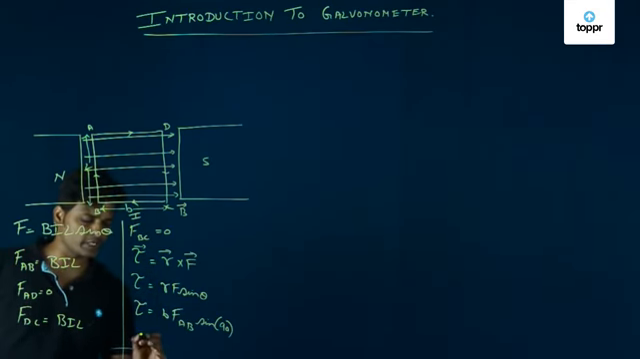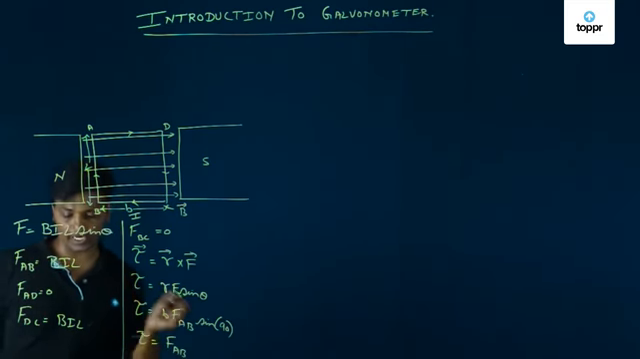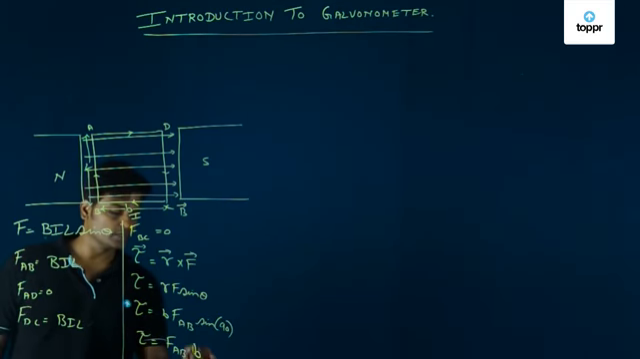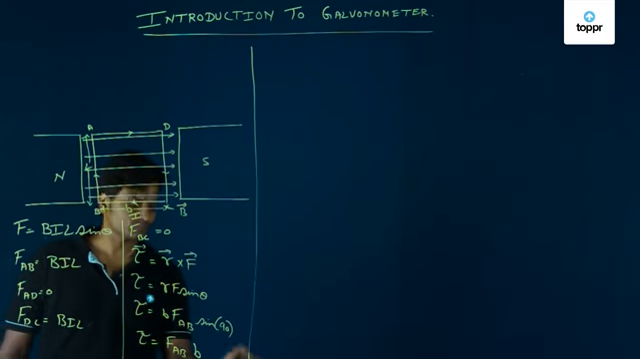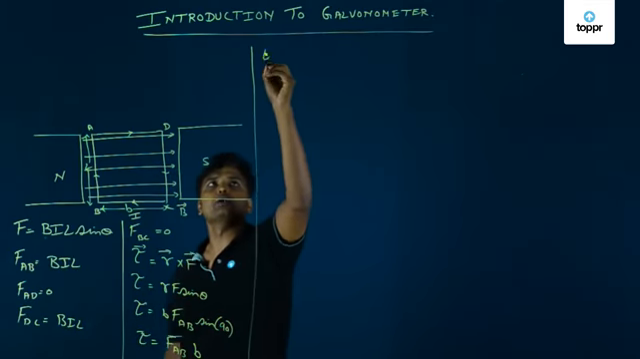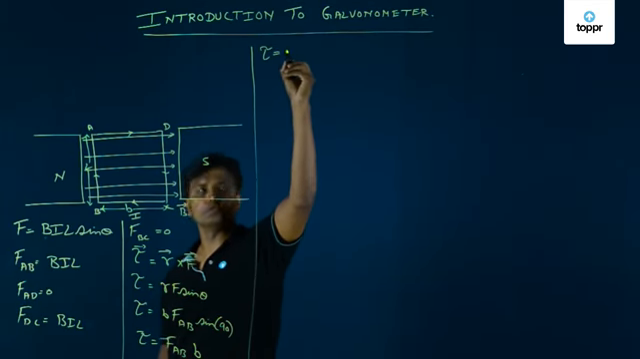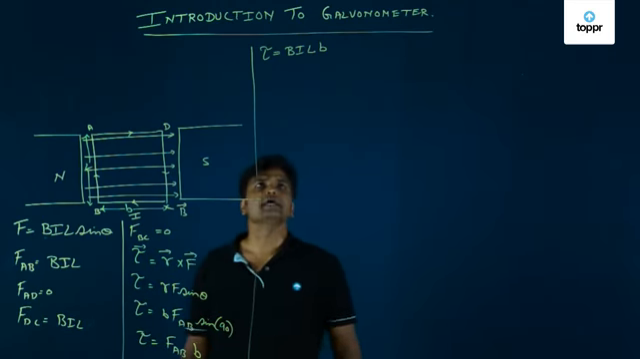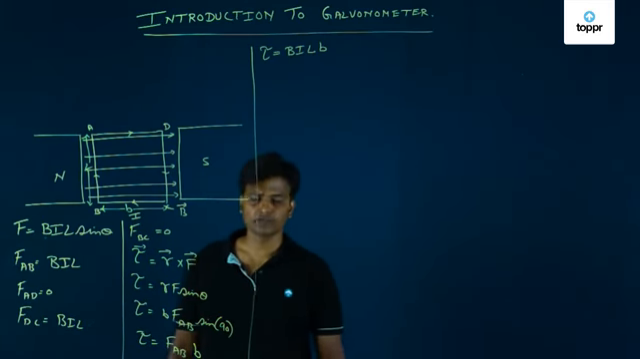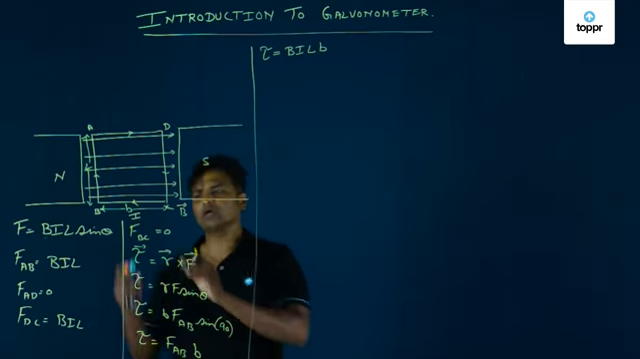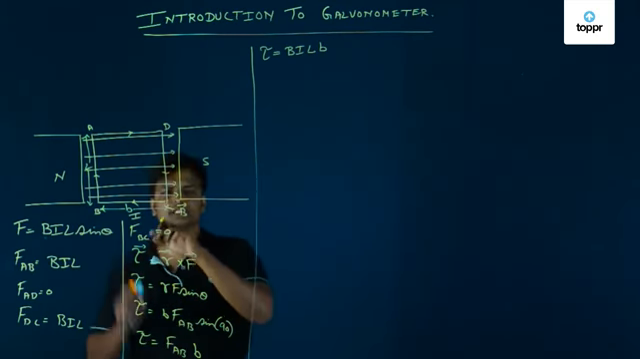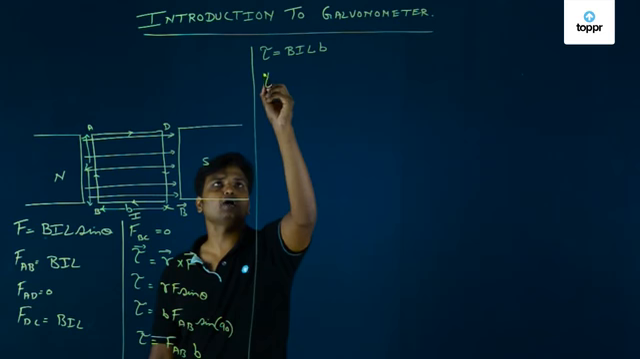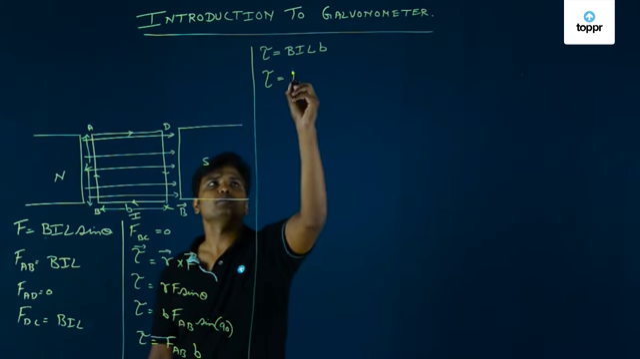Sine 90 is 1. So tau is nothing but FAB, or I can say FDC, into b. So tau in this particular case is equal to F, which is BIL, into small b. Now, what is L into b? L into b is nothing but the area of this coil. So I can write tau is equal to BIA.